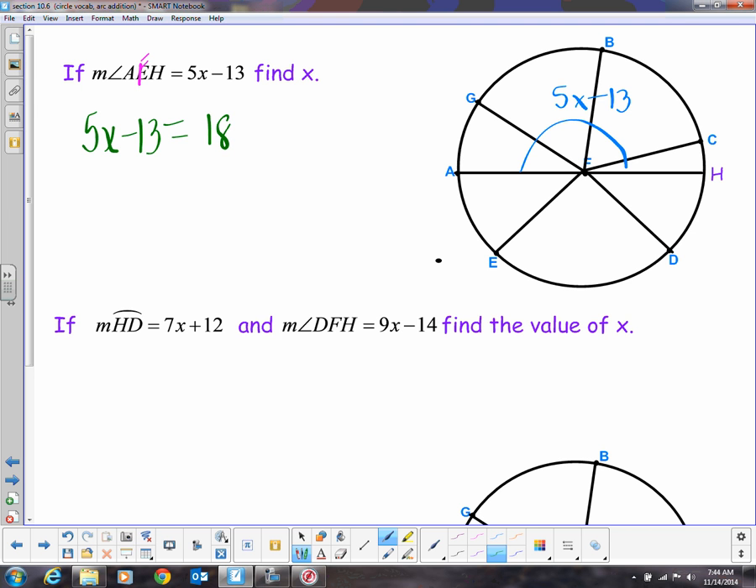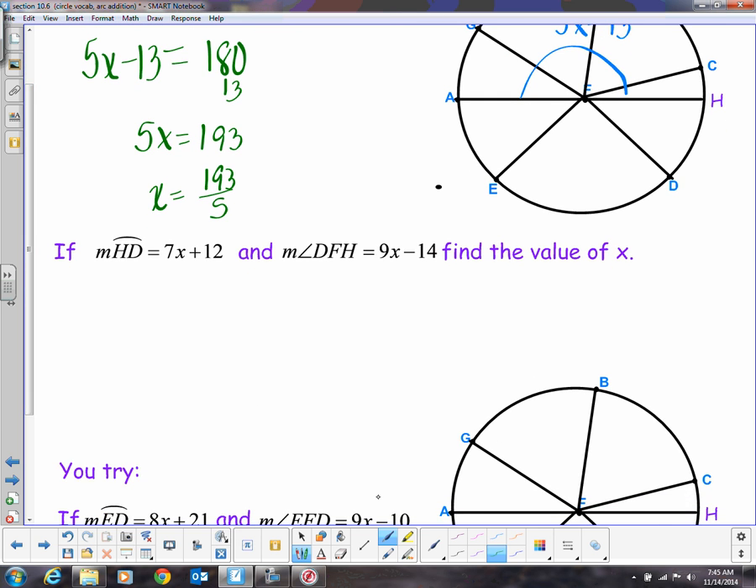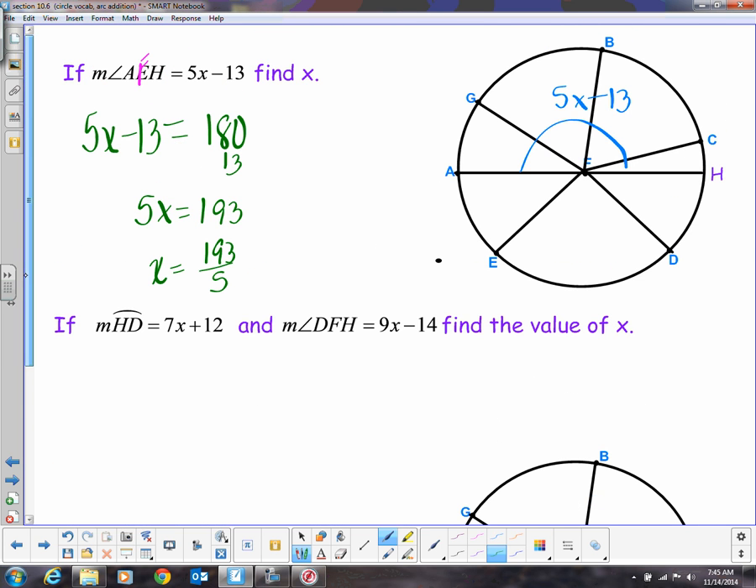Exactly, because that is this AFH, the diameter. So we would add 13, we would have 5x equals 193. So x would be 193 over 5. All right, this is the same picture. Okay. So now they're telling us that arc HT is 7x plus 12, and they're telling us EFH is 9x minus 14.